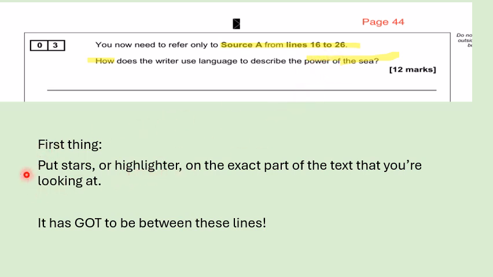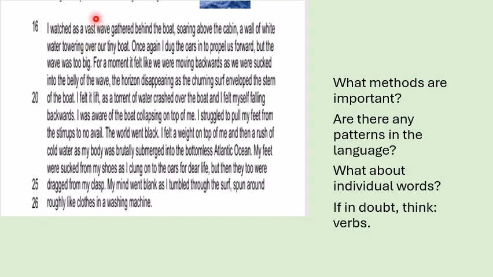I would go onto my insert and I would put stars next to where I'm looking. You've got to go from that. And remember, know which source you're looking at. Don't write about source B when it's asking you about source A. Okay, so do that highlighting straight off. There's the extract that you're looking at. Again, you might pause it and have a look. You might think about those questions.